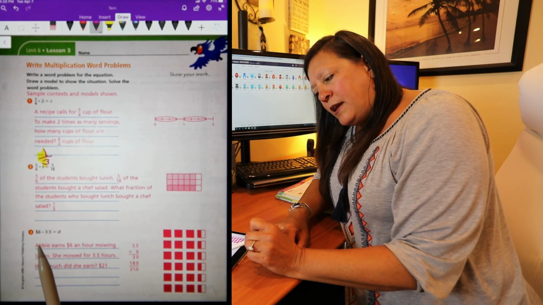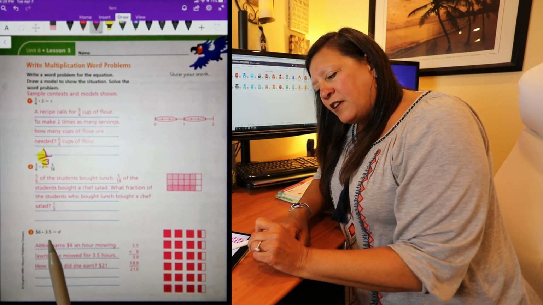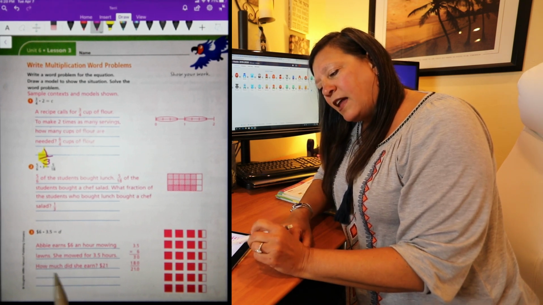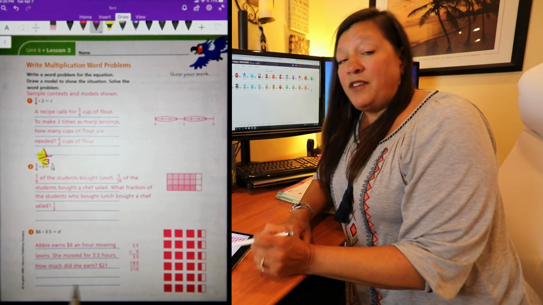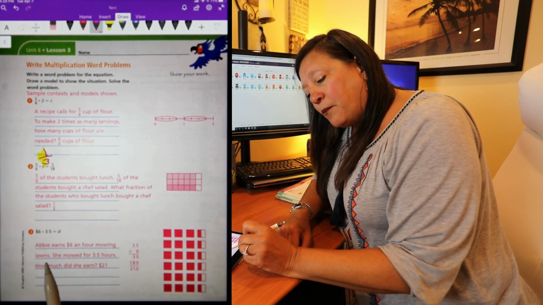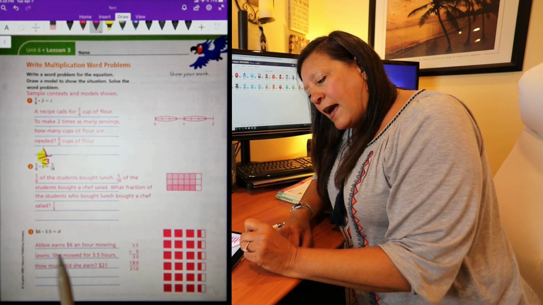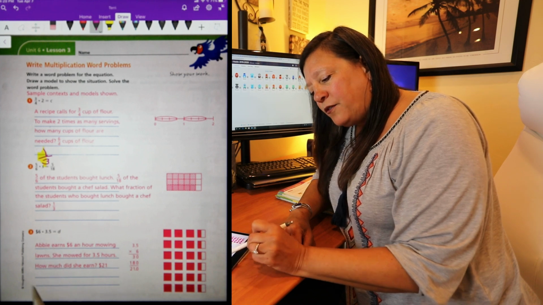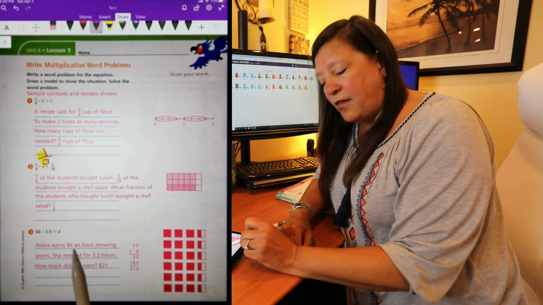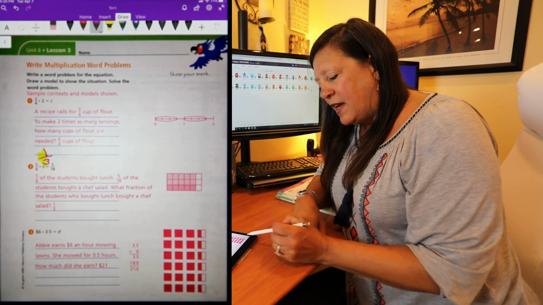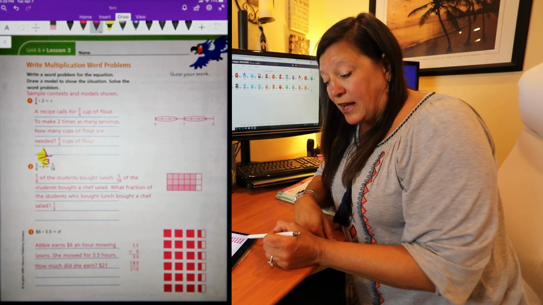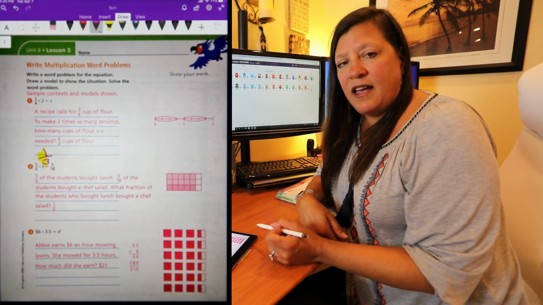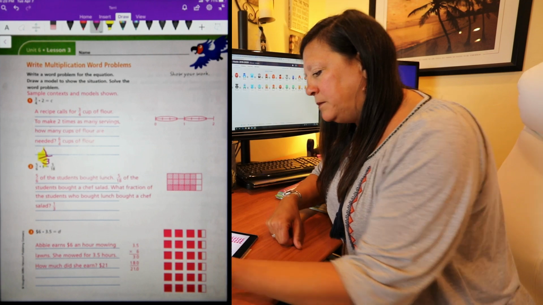And then number 3, we have $6 times 3.5, or 3.5 hours would be another way to say that. Here's an example of a story problem that would satisfy that equation. Abby earns $6 an hour mowing lawns. She mowed for 3.5 hours. How much did she earn? If you do the math there, you come up with $21. And then there's a model of what that would look like. That's 3.5, 3.5, 3.5, 6 times. So there's a model for that one.